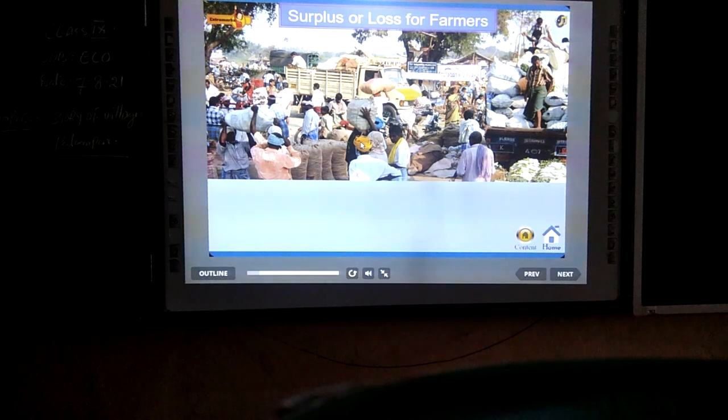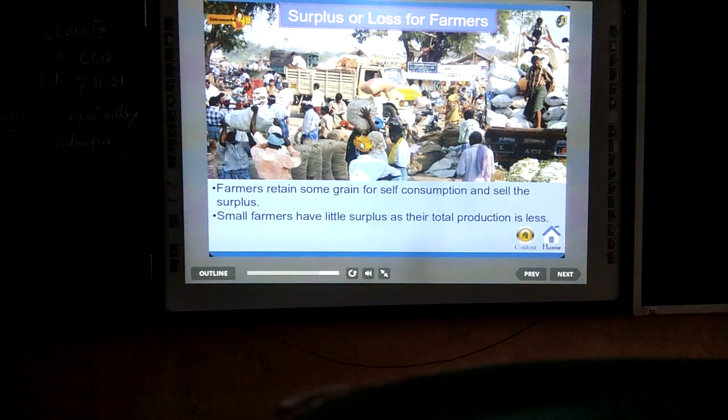Now let us study the sale of surplus farm products. Farmers retain some grain for self-consumption and sell the surplus. Small farmers have little surplus as their total production is less. It is the medium and large farmers who supply wheat to the wholesale market.